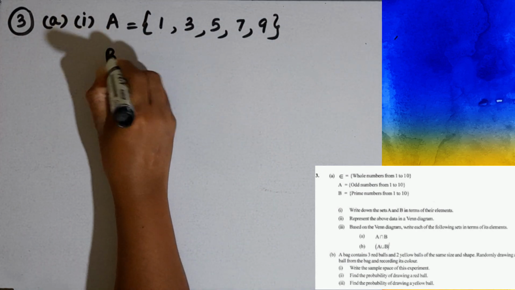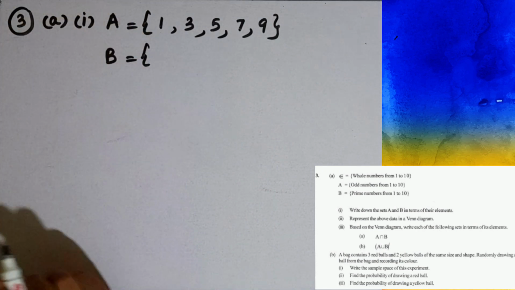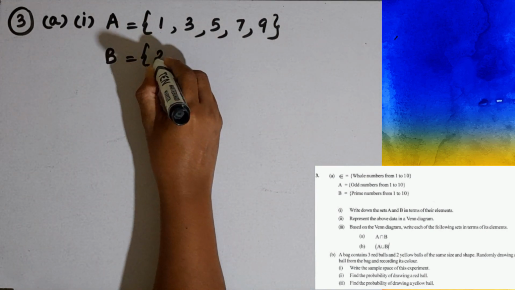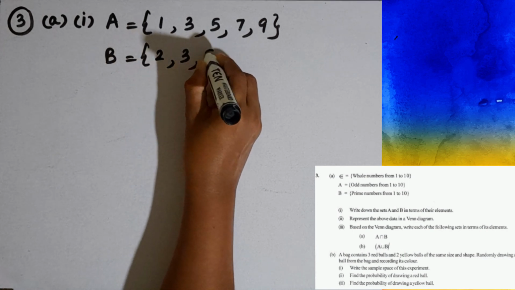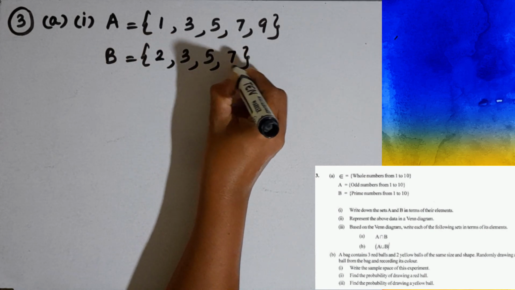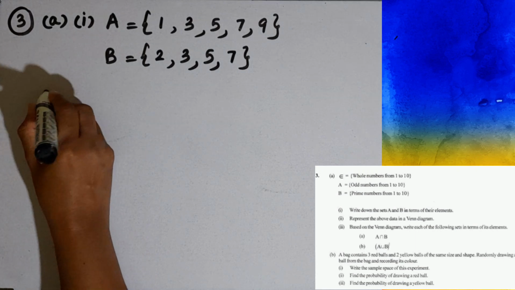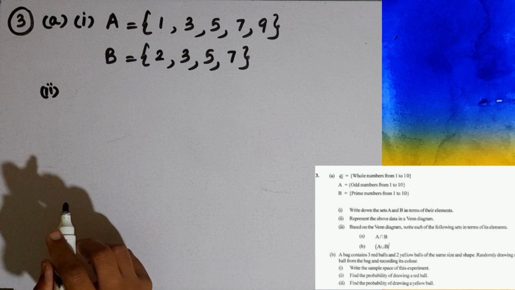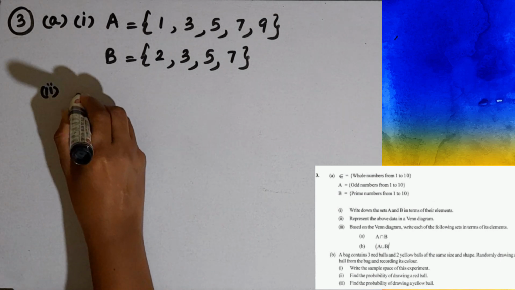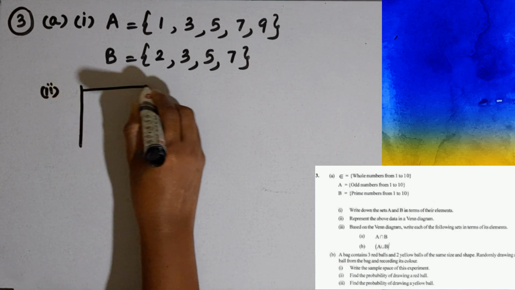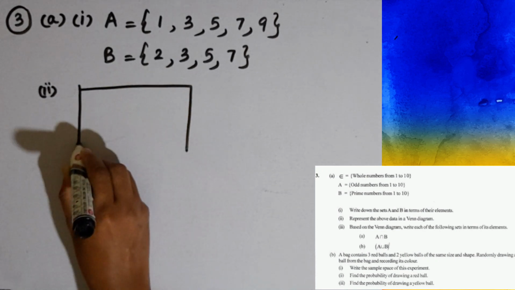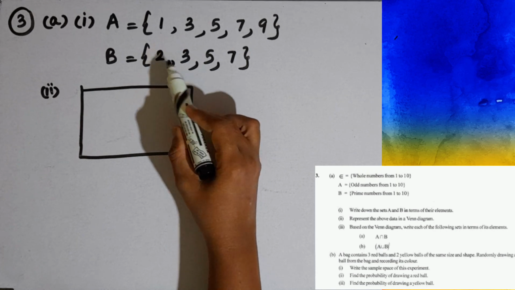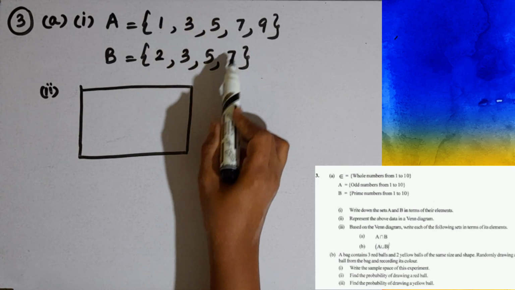Then B. B is the set of prime numbers from 1 to 10. Prime numbers are 2, 3, 5 and 7. Then second question, represent the above data in a Venn diagram. We can use a rectangle for the universal set here. Then is there an intersection here? Yes. 3, 5 and 7 are common elements.